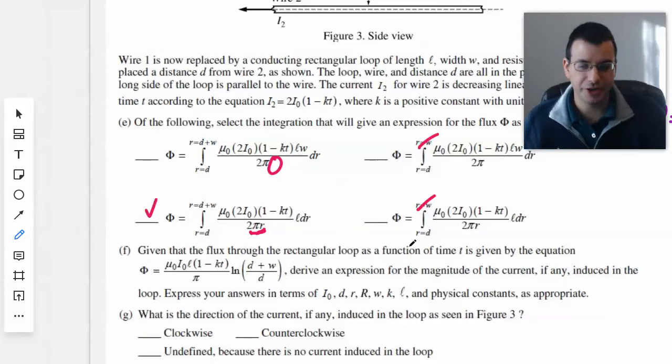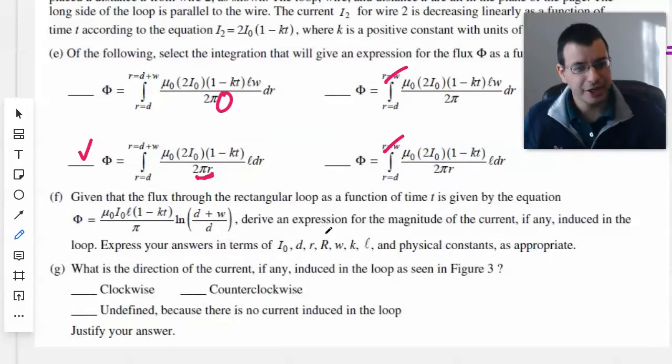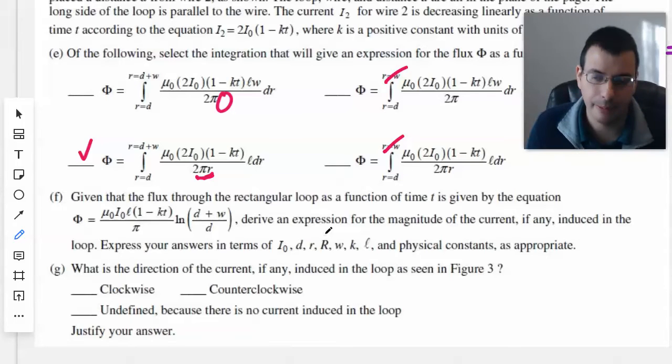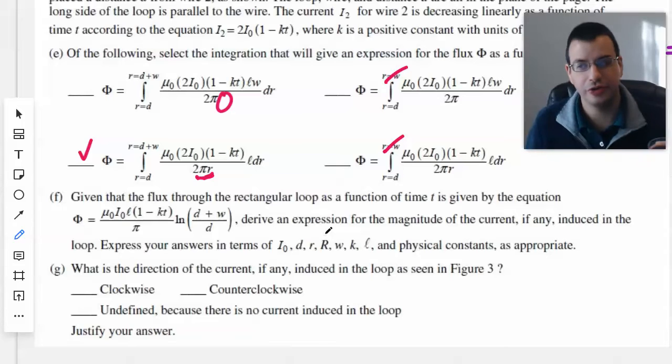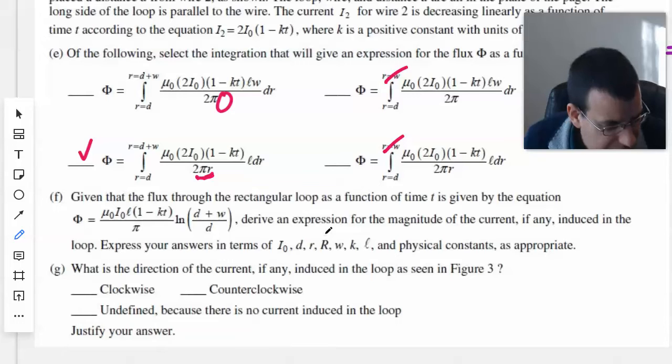You'd almost be better off just guessing which one it was. Again, it's going to depend on how much time you have. If you have enough time, go through the derivation of such, but you probably won't. And so if you can be like, all right, this is the one that seems obviously correct, it'll save you a little bit of time.